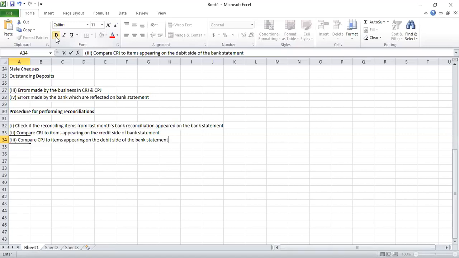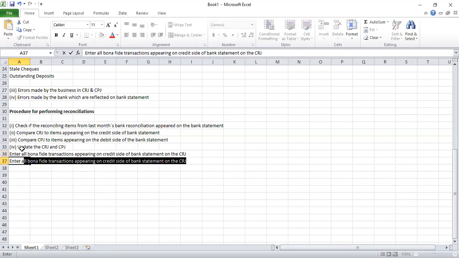Right. Then during this comparison stage, we are going to identify those transactions that are a problem, which is the items that we are not agreeing with our bank. So we'll then update the CRJ and CPJ. How do we update? We enter all bona fide transactions appearing on the credit side of the bank statement on the CRJ.